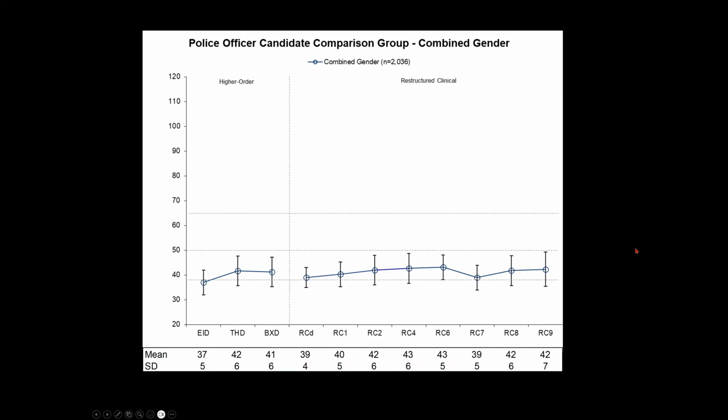case examples. Looking at the substantive scales, again, not surprisingly, given all of the features that I've just described of this population, the means are quite a bit below the general population mean of 50, and the standard deviations, again, are going to be much smaller than that standard deviation of 10. So if we look again at the EID scale in this case with a mean of 37 and a standard deviation of 5, a T-score of 47 is 2 standard deviations above the mean for the police candidate comparison group.